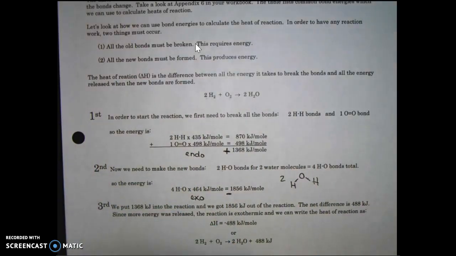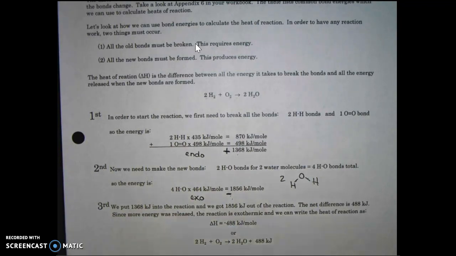All right, so then what do we do? Well, I'm going to add these two numbers together. So this is how much goes in. This is how much comes out. If I add those together, I get a negative 488 kilojoules per mole.